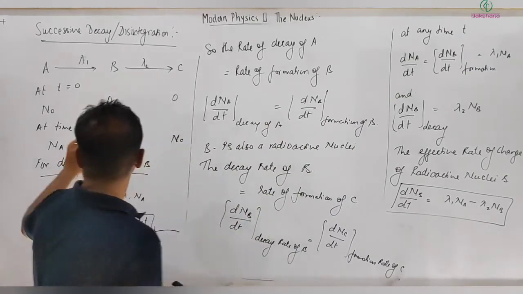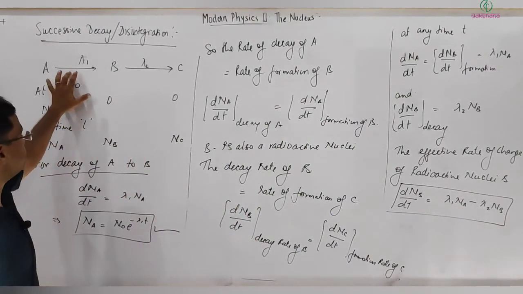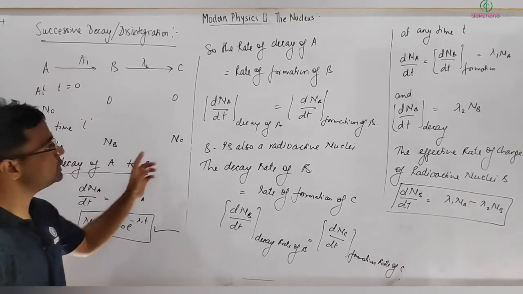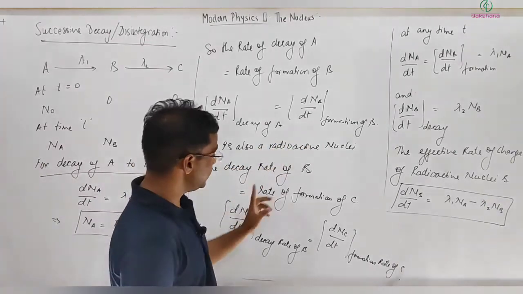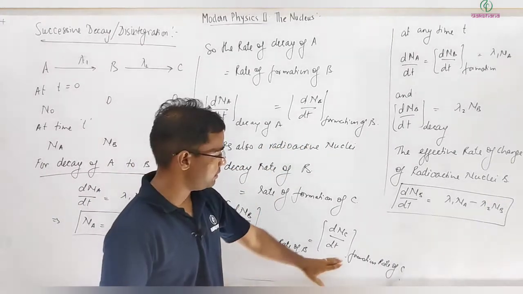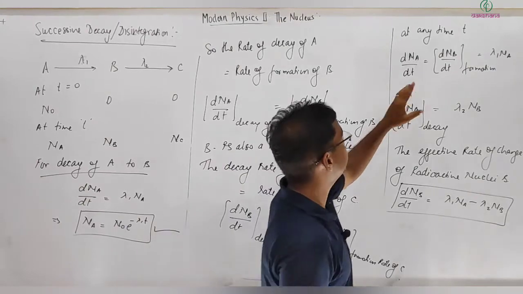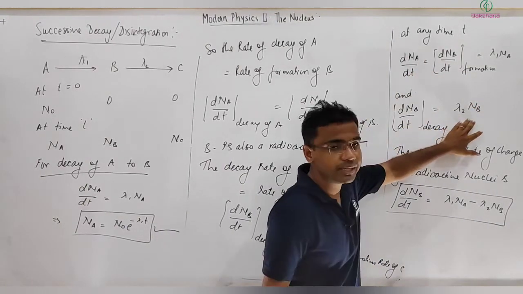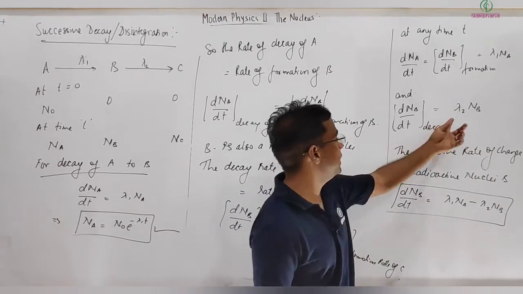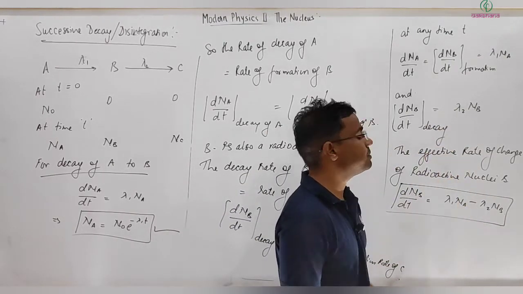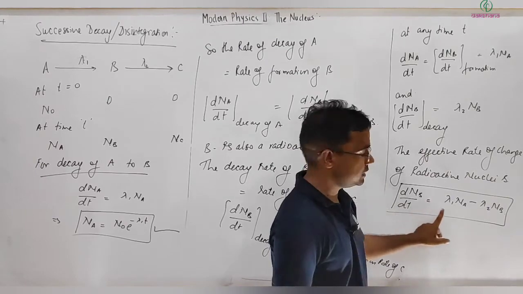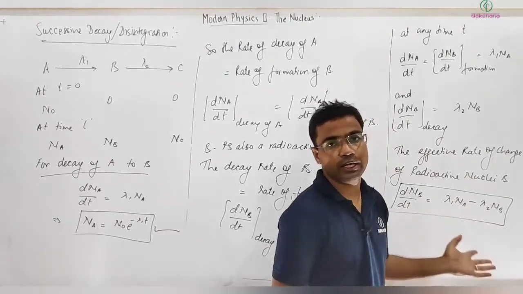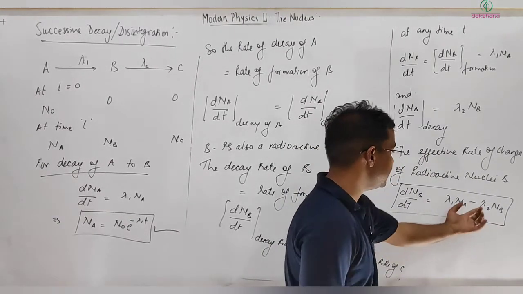So B is forming at this rate. It is also simultaneously decaying and forming C. So I can write the effective rate at any time. We can get this normal relation from here. The effective rate of change of nuclei of B is equal to this: formation minus decaying rate. Okay, so we finally got the relation here.